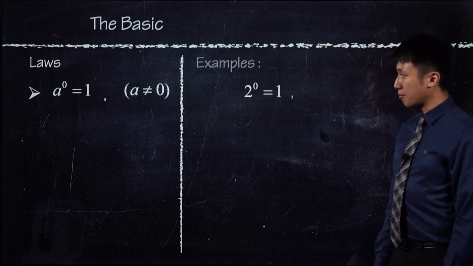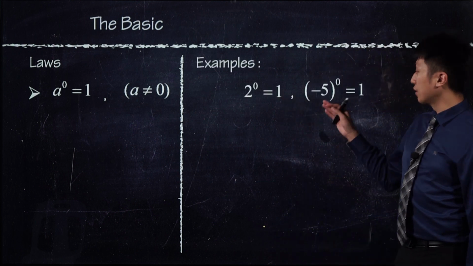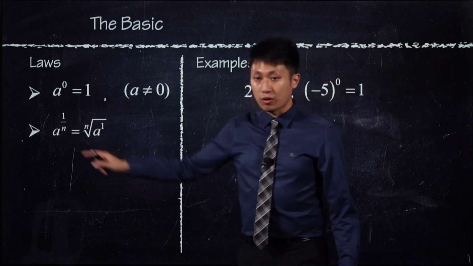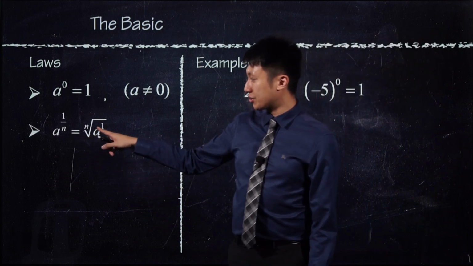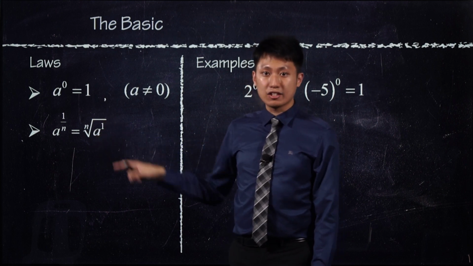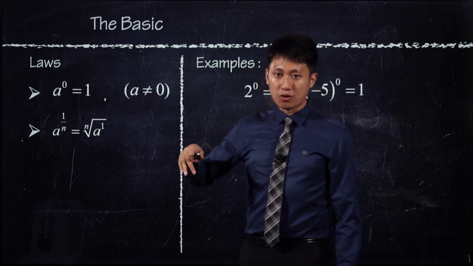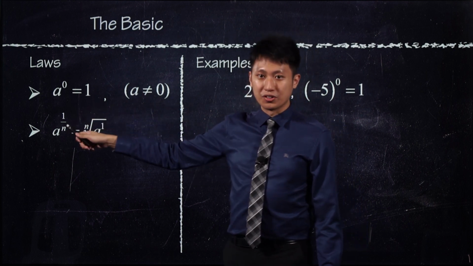Let's look at an example. 2 to the power 0 is 1. Negative 5 to the power 0 is also 1. A to the power 1 over n is equal to the nth root of A to the power 1. Okay, power always on top, root always below. Power, root. Just remember, right?